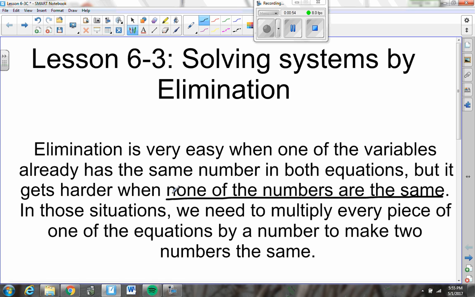So what we have to do is multiply every piece of one of our equations by a certain number to make two of the numbers the same so that we can eliminate. So we're going to solve this problem basically by multiplication. And we just have to make sure that we multiply every single piece of one of our equations.